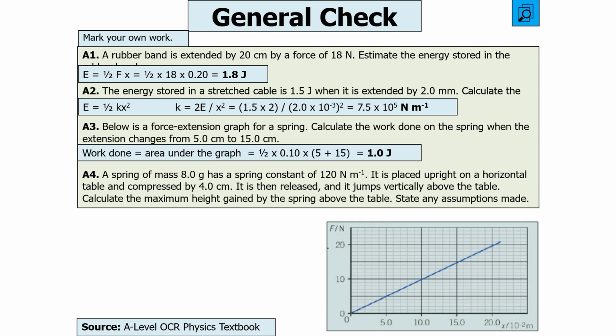Now in our force extension graph, it's going to be that the work done is the area under the graph. So therefore it's going to be a half times 0.1 times (15 minus 5). So it works through to be 1 joule.